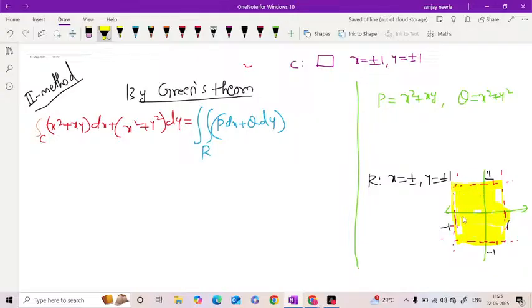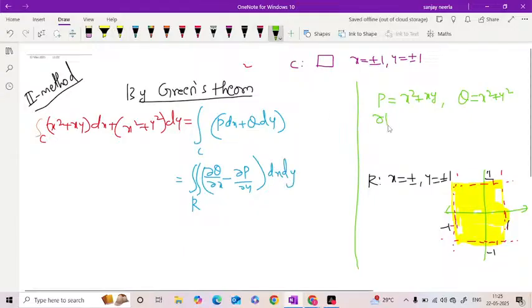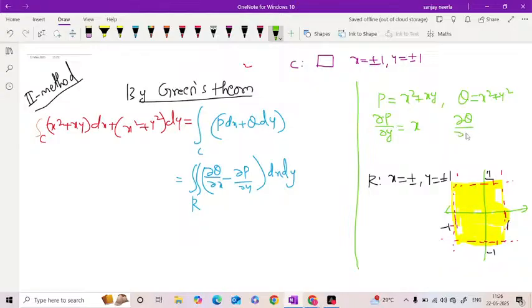Now it is equal to, sorry, it is not a double integral, sorry, a line integral. So it is equal to the double integral over R of dou Q by dou x minus dou P by dou y into dx into dy. Now just find dou P by dou y. What is dou P by dou y? It is x only. What is dou Q by dou x? Dou Q by dou x is 2x. Now substitute these values here. After substituting, the double integral of 2x minus x into dx into dy.